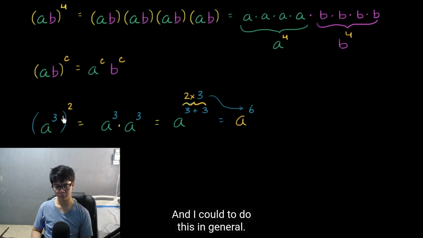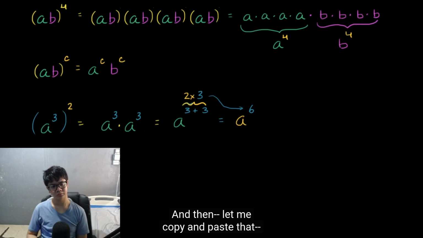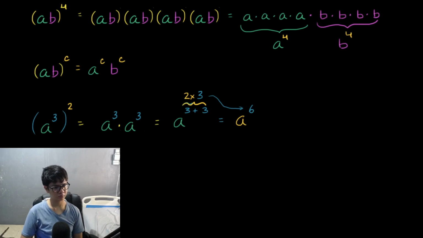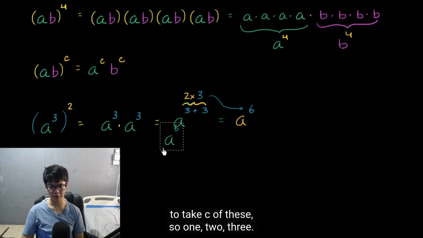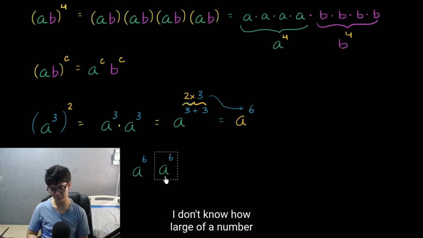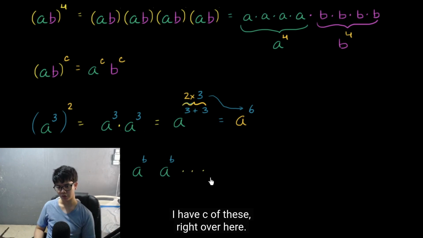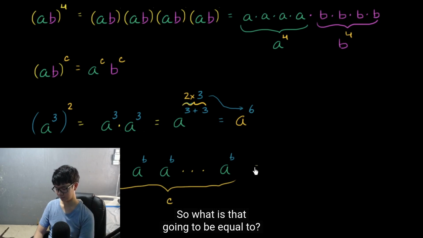And I could do this in general. I could say a to the b power, and then let me copy and paste that. I'm going to raise that to the c power. Well, what is that going to give me? I'm essentially going to have to take c of these. So 1, 2, 3. I don't know how large of a number c is, so I'll just do dot, dot, dot. I have c of these right over here. So there's c of them right over there. So what is that going to be equal to?